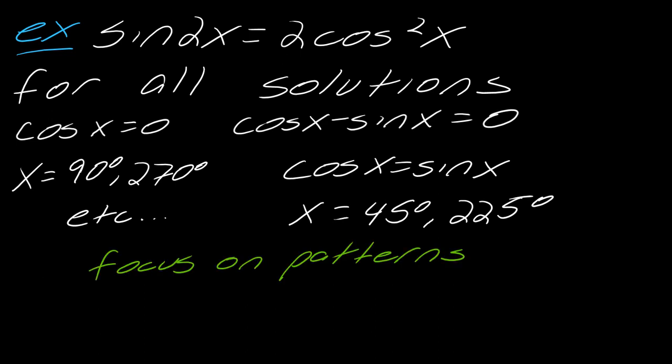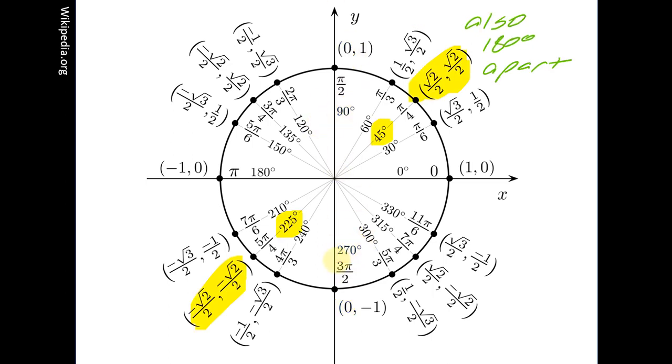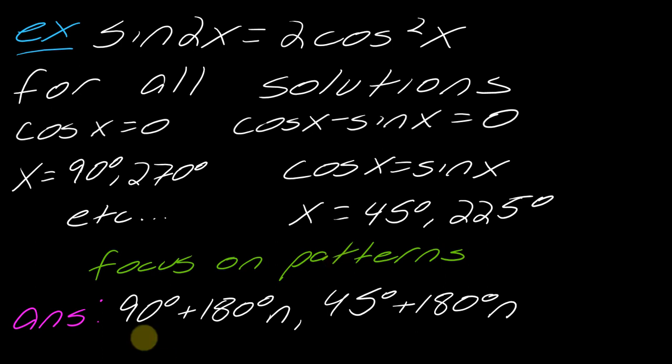And so then I just want to focus on the patterns. These are 180 degrees apart, as are these. So when I come up with my solution set, I get 90 plus 180 degrees times n, and 45 degrees plus 180 degrees times n.